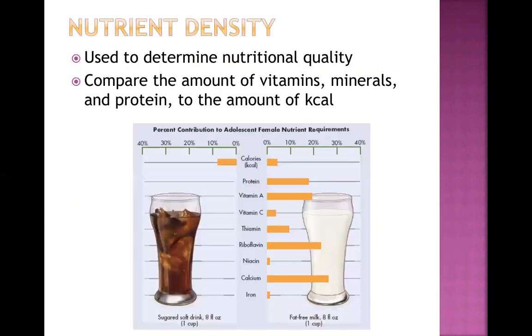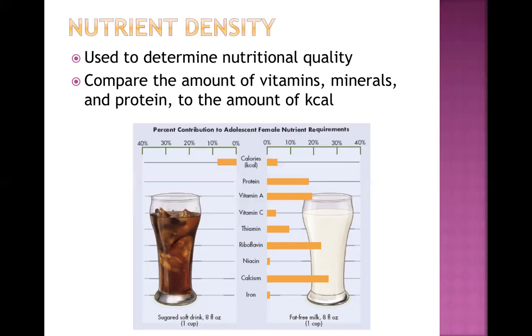Nutrient density. So nutrient density is a term used to determine nutritional quality, and it compares the amounts of vitamins and minerals in a certain food to the amount of calories. So for example, here you have a milk and a soda. But when looking at the different nutrients in each, you can see that the milk has protein, vitamin A, vitamin C, thiamine, riboflavin, niacin, calcium, and iron. And the soda just has calories.